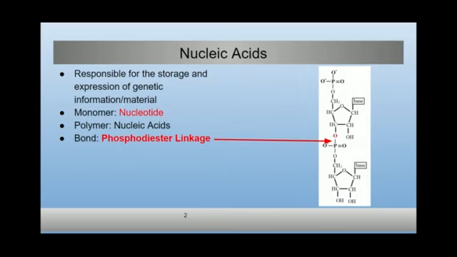The monomer for nucleic acids is the nucleotide, and we'll see the structure of a nucleotide. Just like the amino acid of a protein has a specific structure, the nucleotide also has a specific structure with different components. And we'll see that on the next slide. The polymer is nucleic acids, and the bond is called the phosphodiester linkage. And so you see a picture of that here.